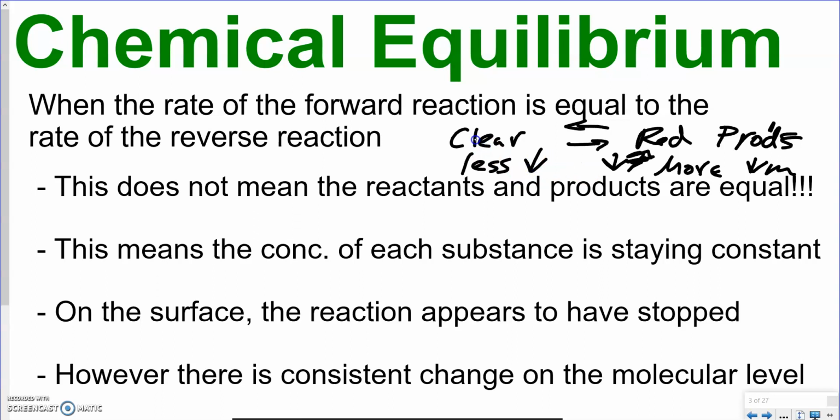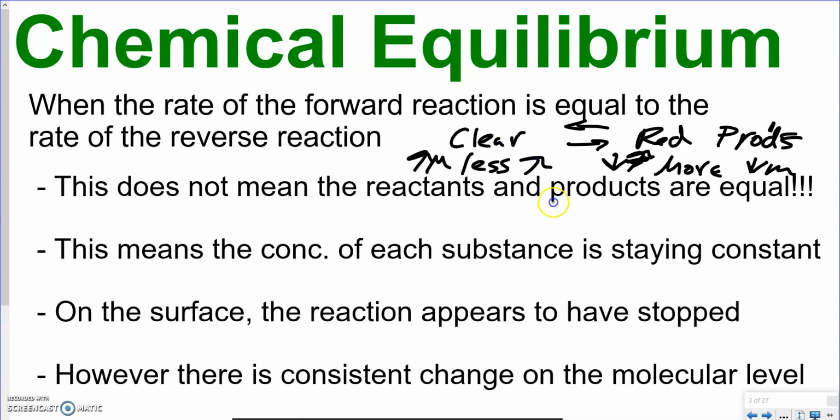Versus our reactants, as they're forming and we're increasing concentration over here, there's now going to be more of them, and they're going to start colliding more frequently, and therefore they're eventually going to produce products at a faster rate. So our rate is actually going to increase here. And eventually these rates are going to become equal, meaning the amount of reactants turning into products equals the amount of products turning into reactants. And that is what equilibrium is.